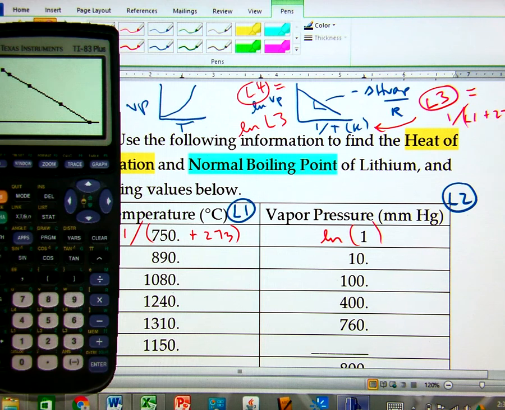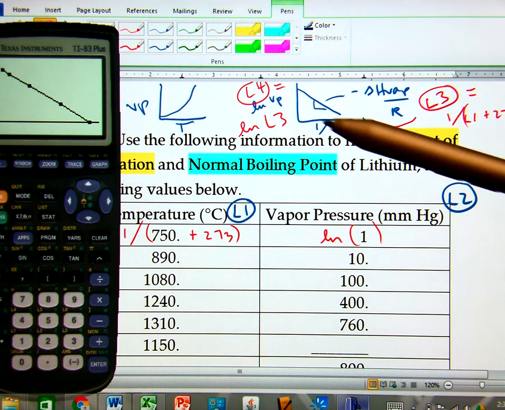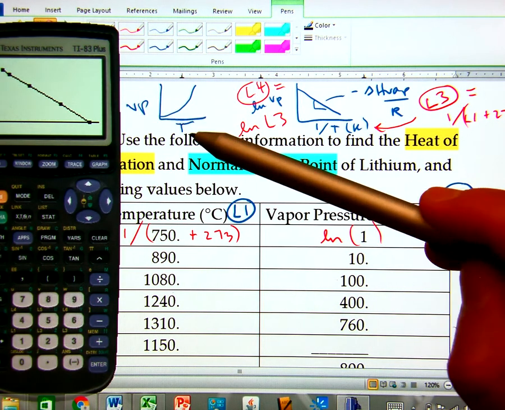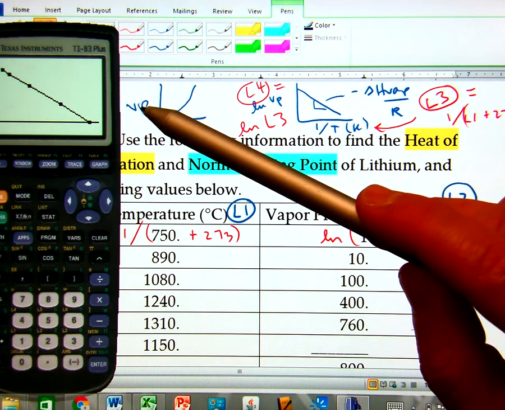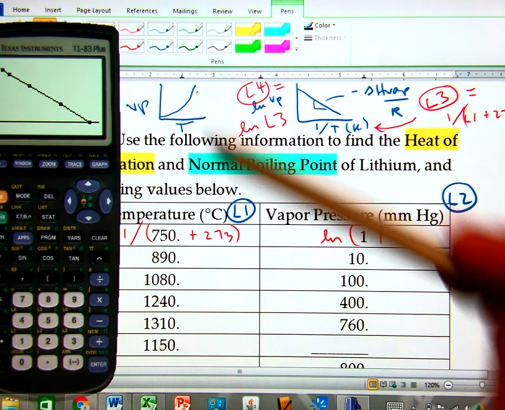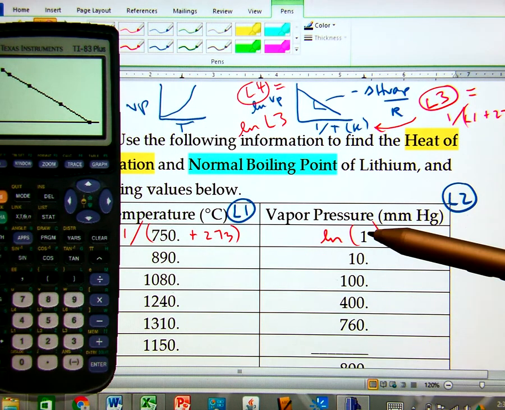We're continuing on page 5 of the Chapter 10 AP Chemistry packet where we're talking about heat of vaporization. We found a relationship between vapor pressure and temperature of a liquid. We found that as you increase the temperature, the vapor pressure increases. This is the graph of that. These are the data points for the temperature and the vapor pressure.